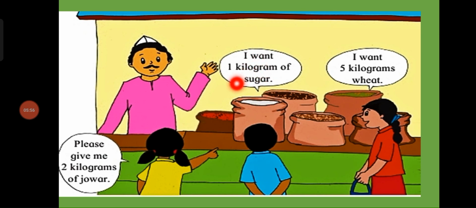I want 1 kilogram of sugar. I want 5 kilograms of wheat. Please give me 2 kilograms of jowar. So children, when we go to a shop, we ask for things in kilograms and grams.